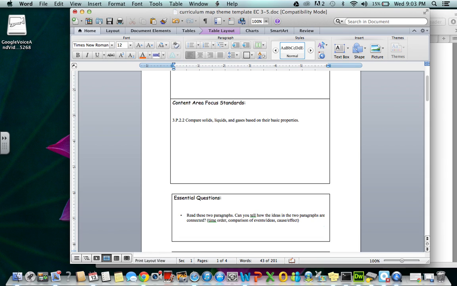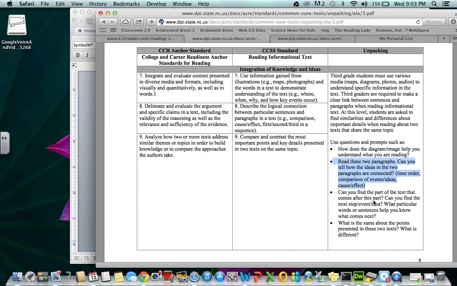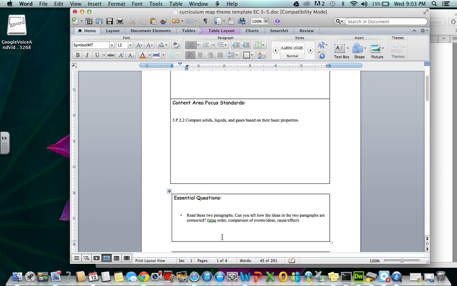This bothers me, so I'm going to go ahead and fix that up a little bit. Can you find the part of the text that comes after this part? Can you find, that doesn't really go with compare and contrast. What is the same about the points presented in these two texts and what is different? Okay, I'm going to do this one too because it's comparing and contrasting, and the students are also going to be looking at different texts throughout this lesson.